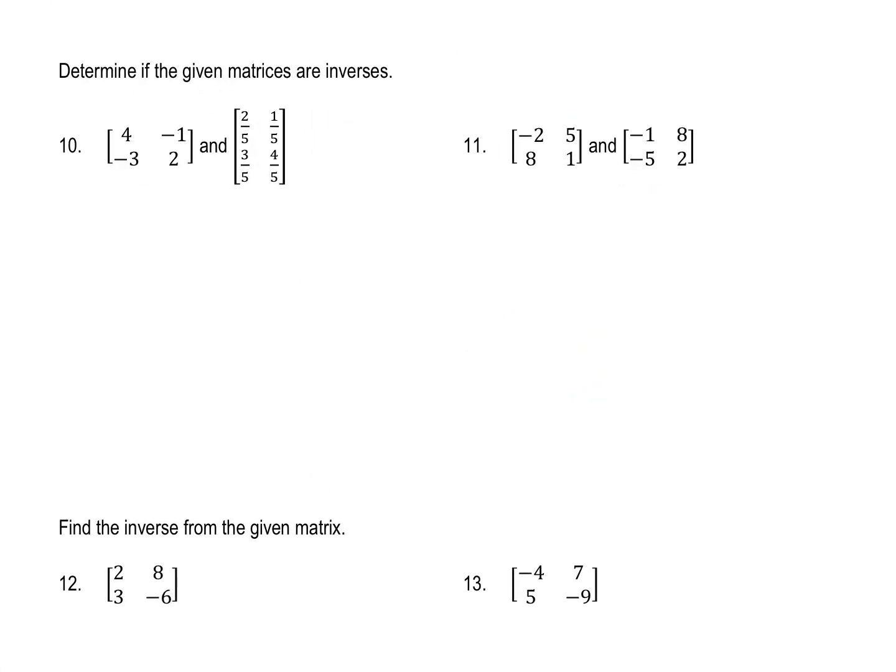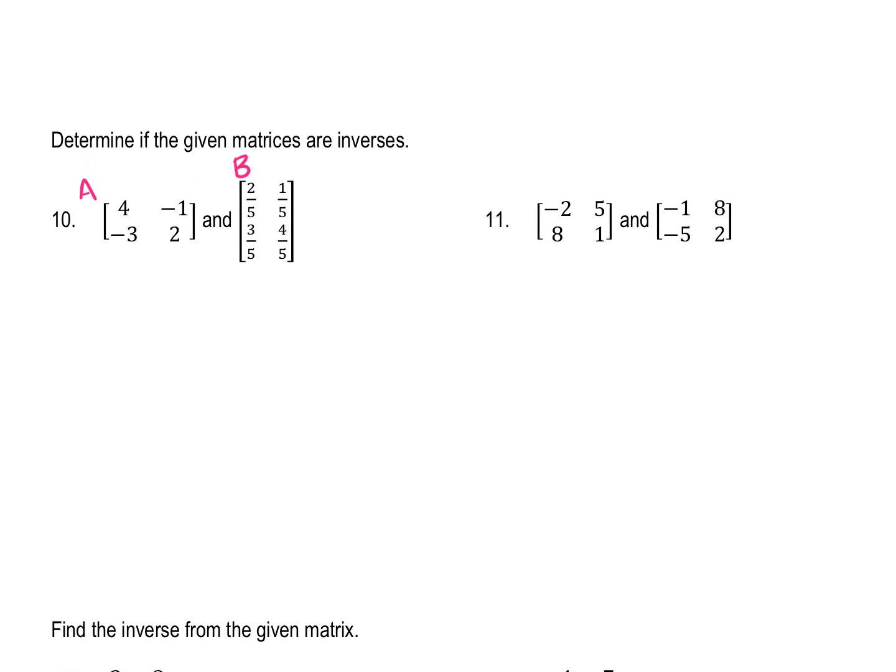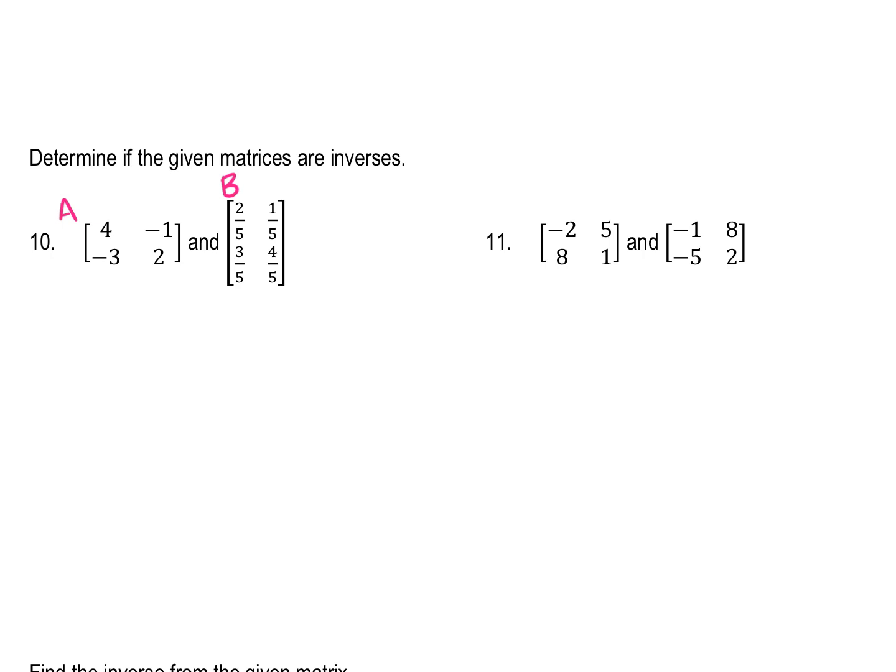For your next set of questions, you are determining whether the given matrices are inverses of one another. For number 10, your first we're going to use as A, second we're going to use as B. Remember, in order for you to tell whether or not the matrices are inverses, you're going to do A times B, B times A, and it should give you the matrix of 1, 0, 0, 1. If it doesn't, they're not inverses.